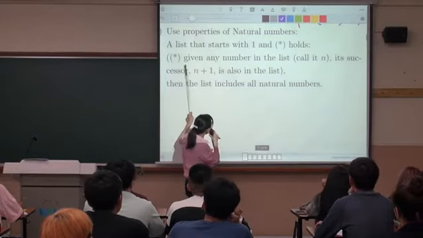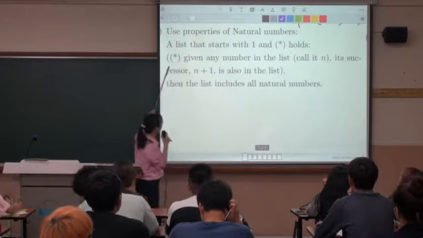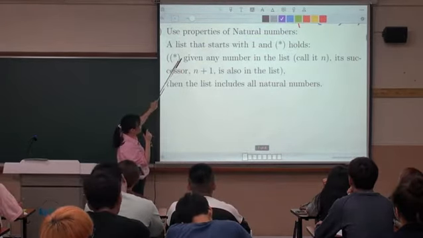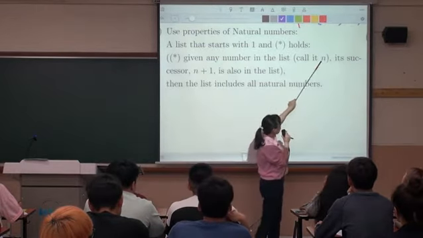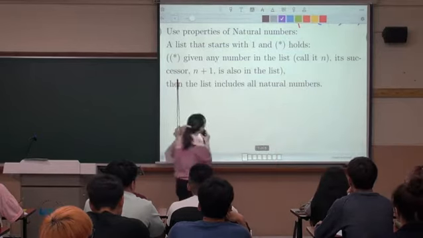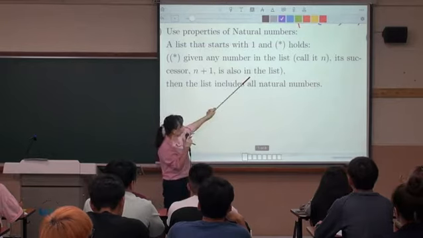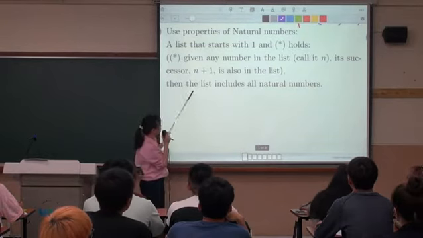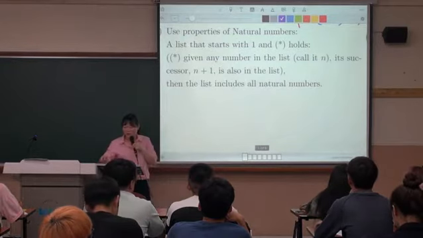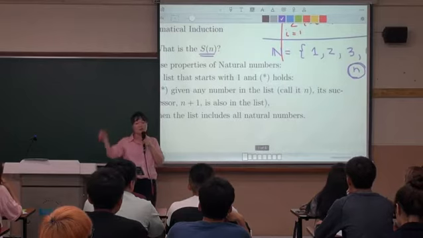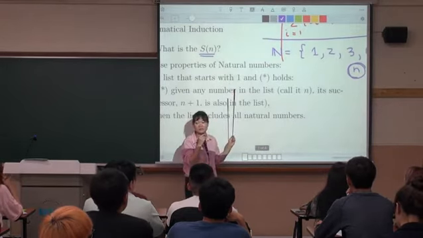So this is the characteristic or properties. First of all, we have to have 1. And star should be true. Star reads: given any number in the list, call it n, its successor, n plus 1, is also in the list. If this is true, then the list includes all natural numbers.